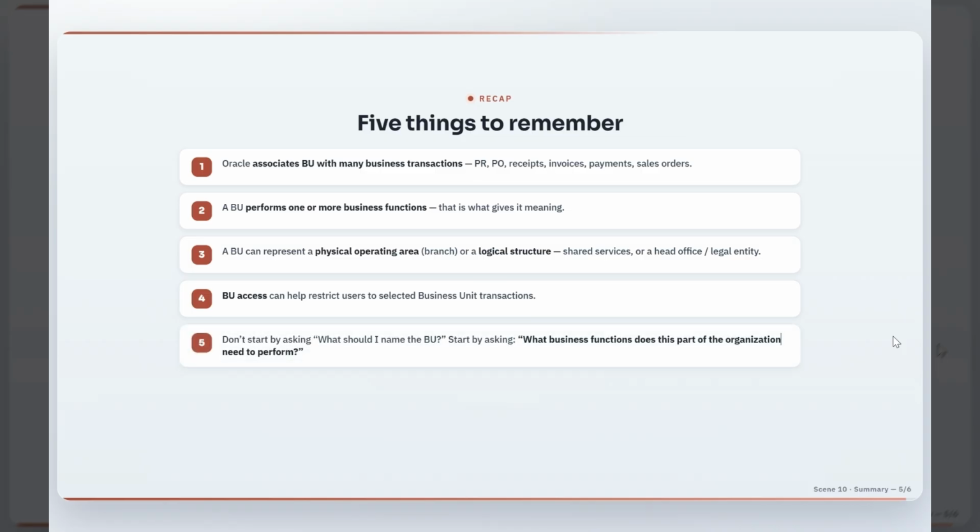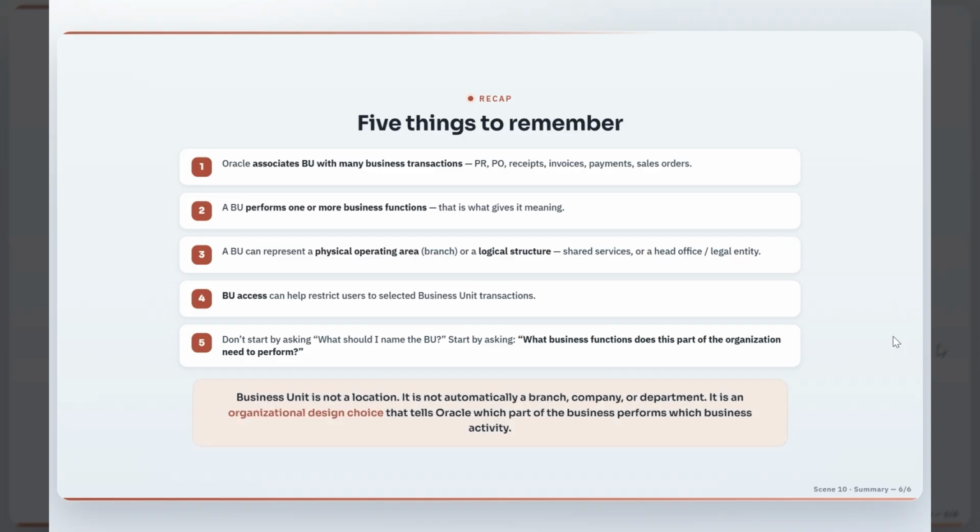5. Do not begin the enterprise design discussion by asking, what should we name the BU? Begin by asking, how does this part of the organization operate? Which transactions should it own? Which business functions should it perform? And who should have access to it? That question leads to a much stronger design.